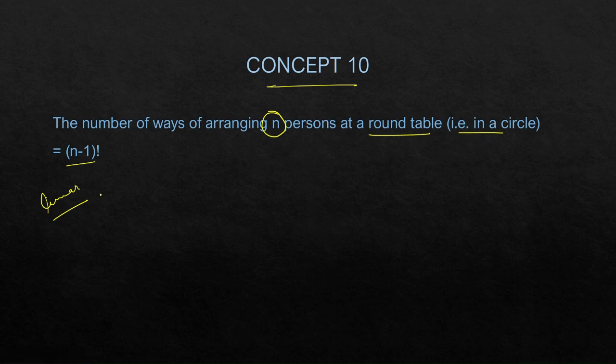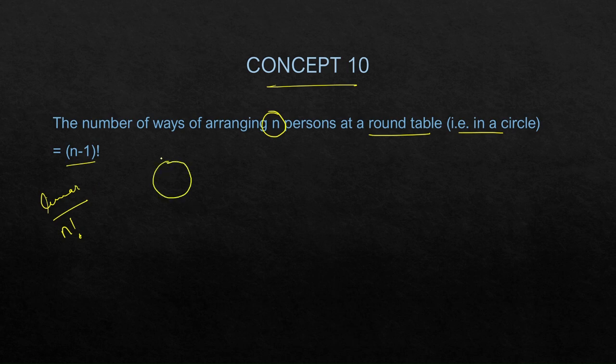So to understand the formula, in the linear case, in the general case, the formula is n factorial. If we are arranging n persons in a queue, not considering a round table, the formula is n factorial. But here what happens is n minus 1. We subtract 1 from n and then we put the factorial. So what is the reason for this? Let us try to understand that.